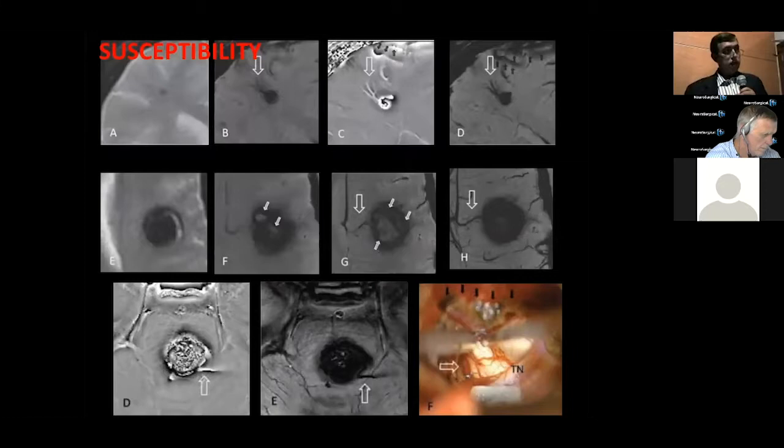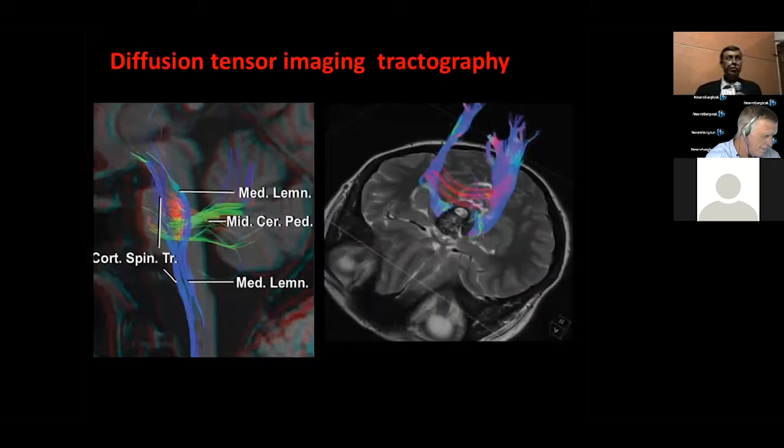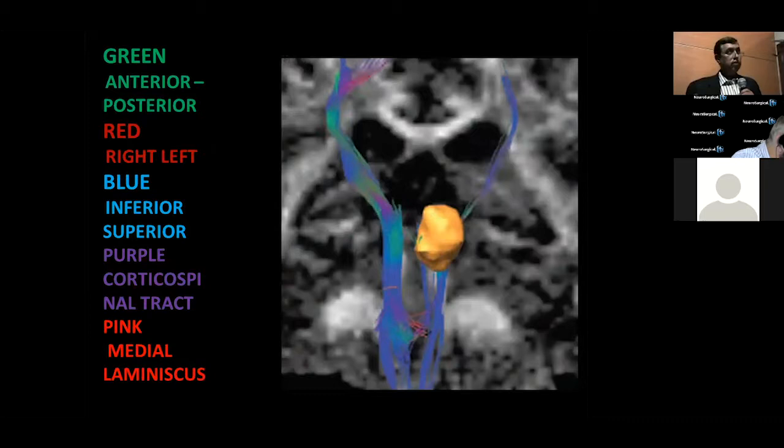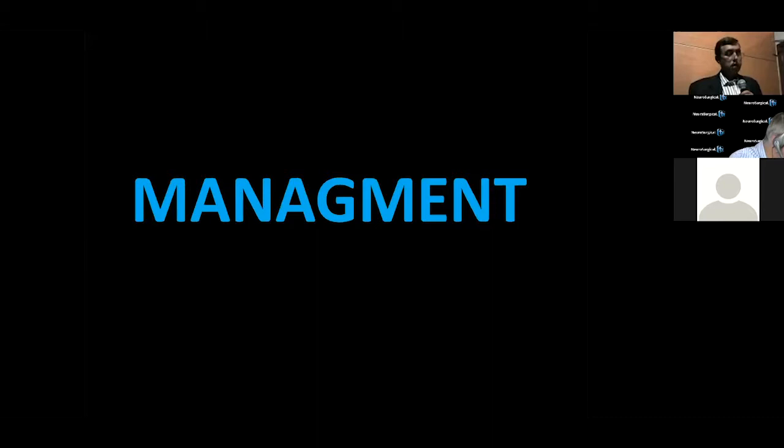And then, if you want to have more information, you will do tractography to see what is the relation of the lesion to the main tracts. So this is one of them, this is a cavernoma, and you want to see each tract where it is in terms of the anatomy. So what is the management of these cases?